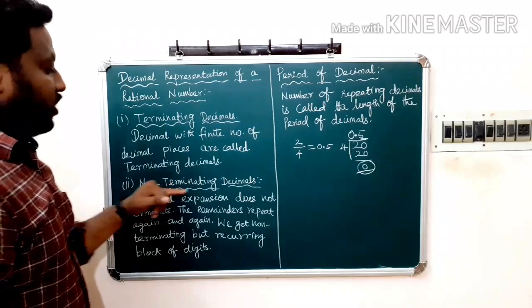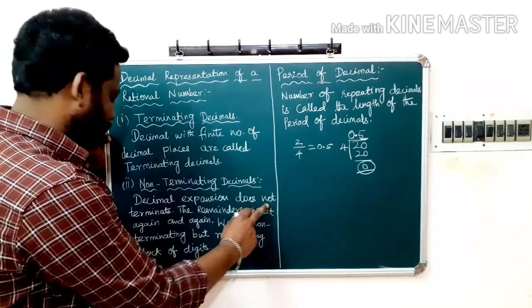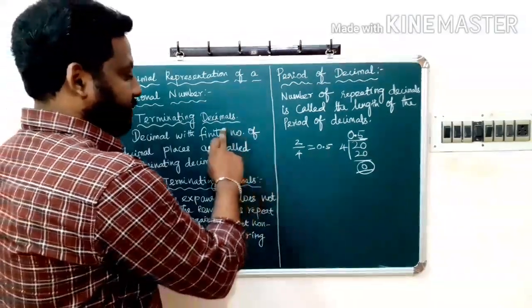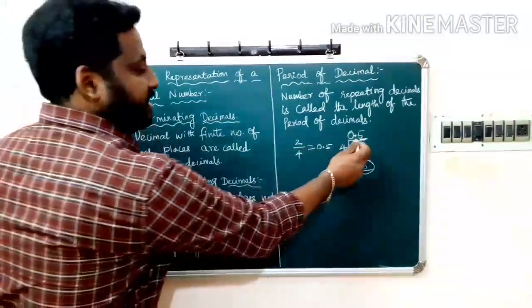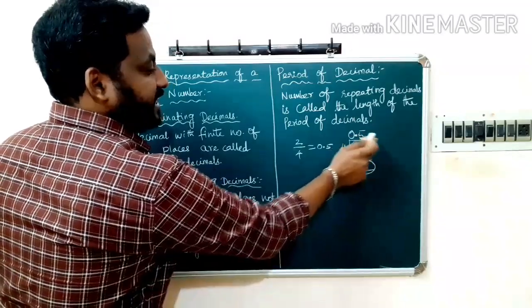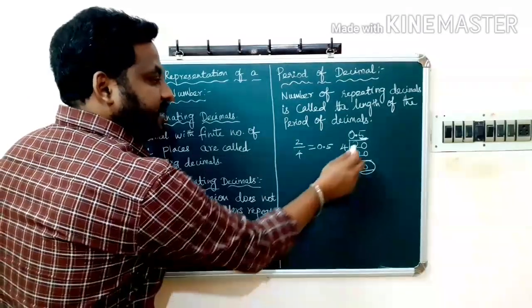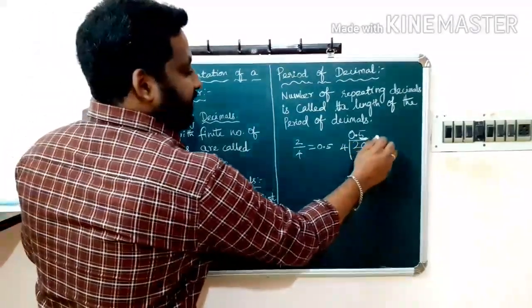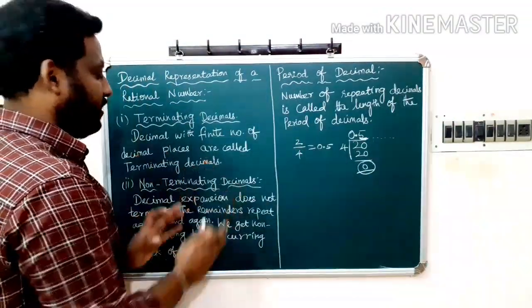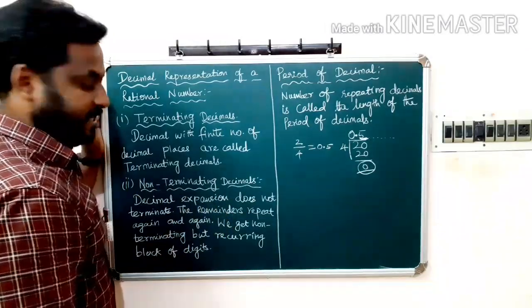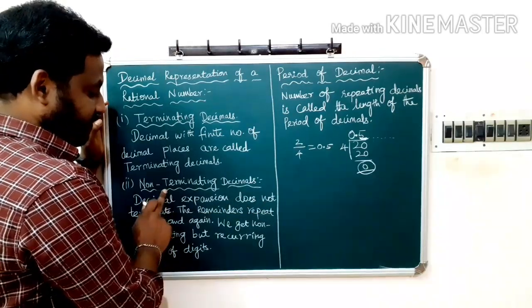And then the second one is a non-terminating decimal. A non-terminating decimal means the decimal expansion does not terminate. Terminate means a finite, countable number of decimal places. We can count the decimal places. If we are not able to find the decimal places, for example 0.5555, where 5 goes up to infinity, that means an infinite number of decimal places is called a non-terminating decimal.